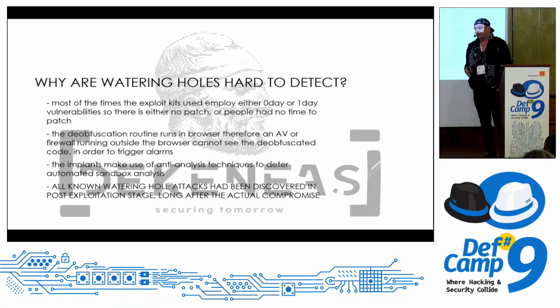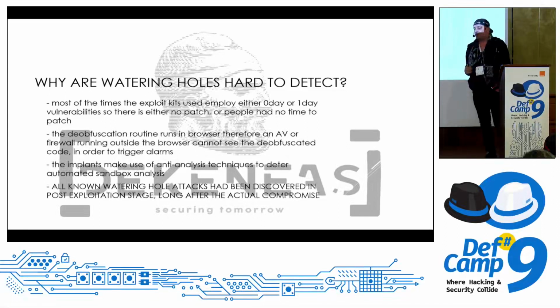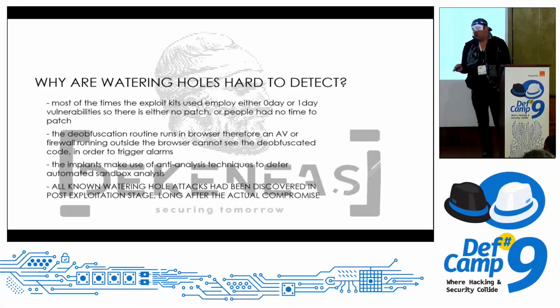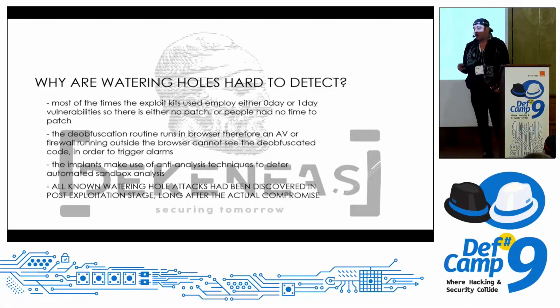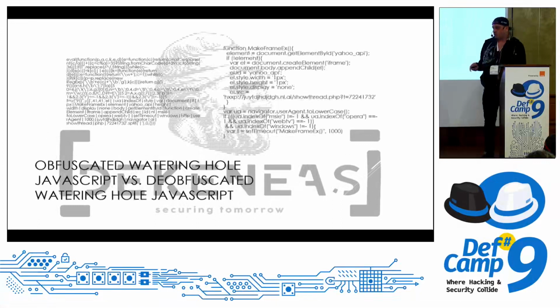The deobfuscation routine for the JavaScript, for the redirecting elements of the HTML, runs in the browser, and no external antivirus or firewall can see the obfuscated code in order to raise any alarms. The implants make use of anti-analysis techniques to deter automated sandbox analysis. And all known watering hole attacks that have been discovered were found in the post-exploitation stage, long after the actual compromise of the network or the site.